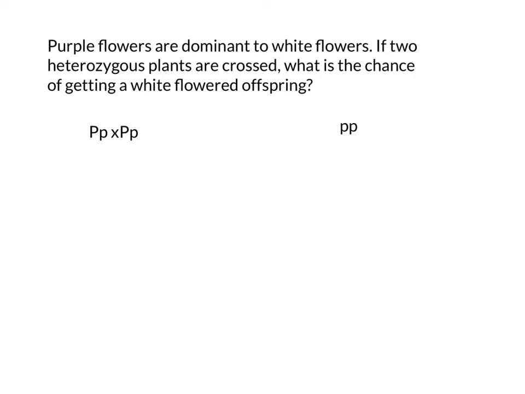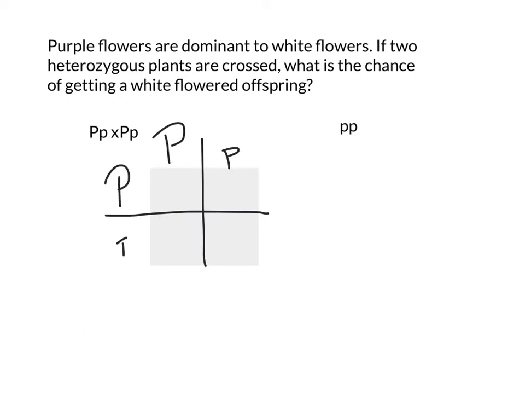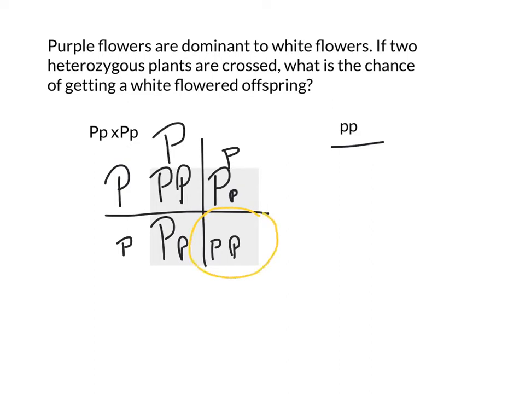Okay, we could do a Punnett square to solve this problem. We can put one parent's genotype across the top, one parent's genotype along the side, and then fill in the Punnett square to get the results. After doing this Punnett square, we see that the chance of getting a white flower, little p, is 1 out of 4, okay, or 25%.